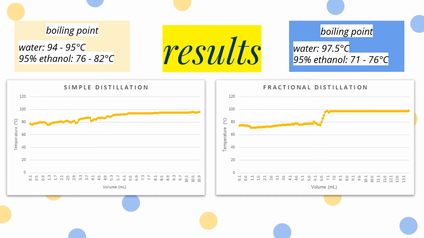In this experiment, the components of an alcohol mixture containing 7.5 milliliters distilled water and 7.5 milliliters 95% ethanol were separated through simple and fractional distillation. Results showed that at 96 degrees Celsius, 10.9 milliliters of distillate was collected using simple distillation, while a total of 13.5 milliliters of distillate was collected using fractional distillation at 98 degrees Celsius.